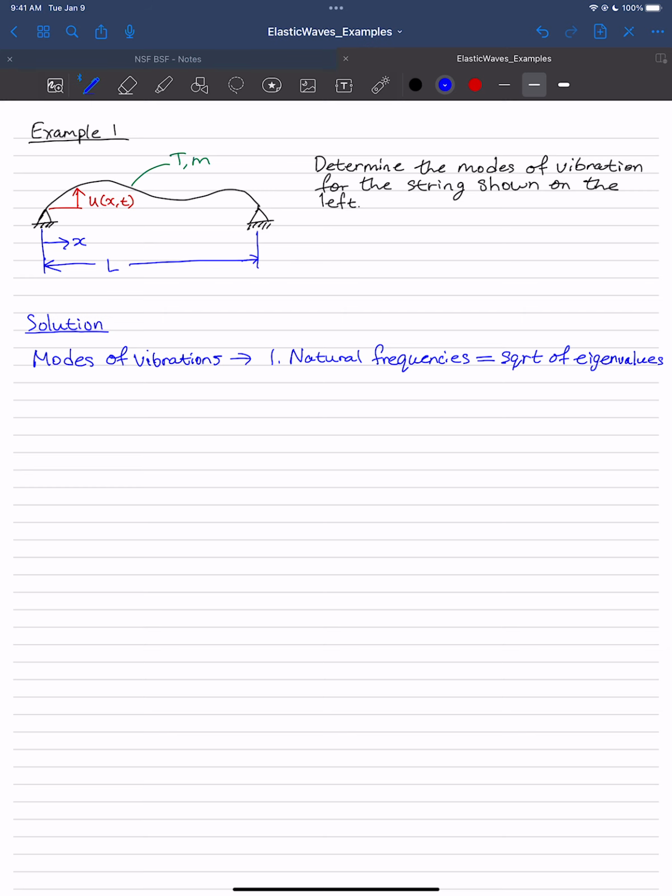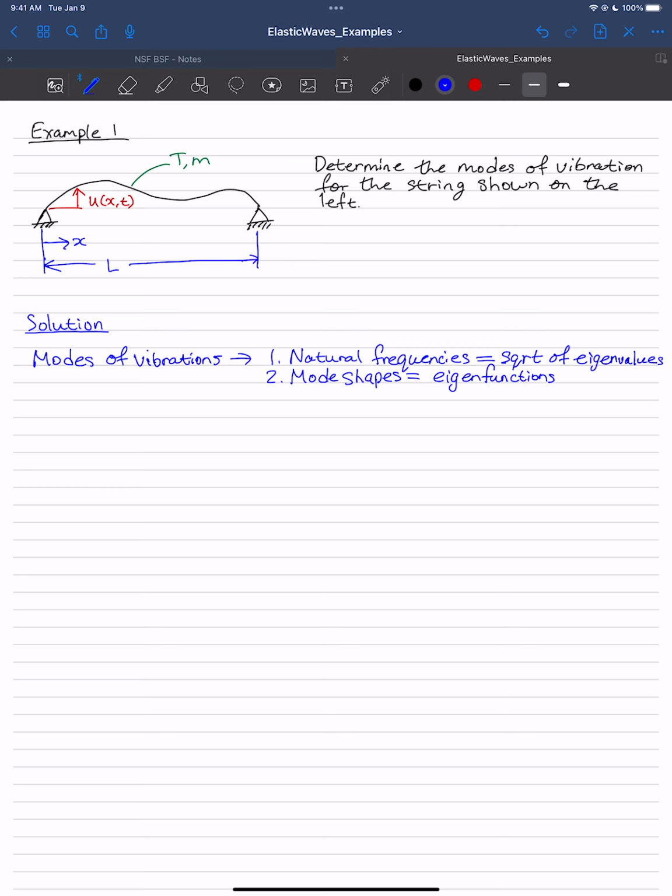And then the second thing that a mode of vibration has is a mode shape. And in this class, in this context, these are also the eigenfunctions. So eigenfunctions and mode shapes are the same thing, and they're used interchangeably in this class.